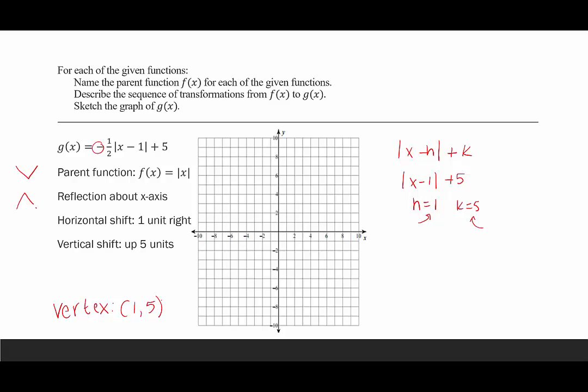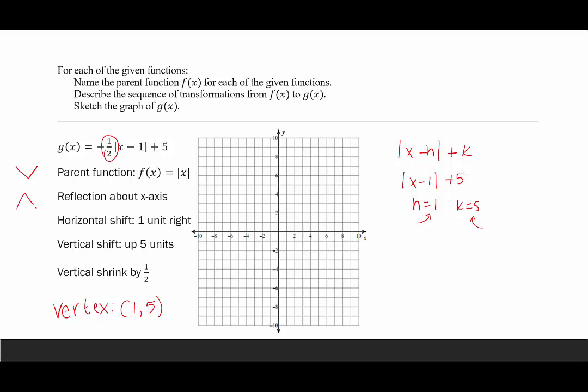The last thing that I haven't used yet is this 1/2. This 1/2 indicates to me that we have a vertical shrink by 1/2. Now, I know that when we have vertical shrinks and stretches, it can be scary. I'm going to start by not creating a table of values, and then I'll go back and create the table of values, because always know you can fall back on those.